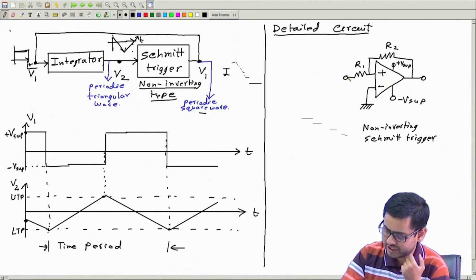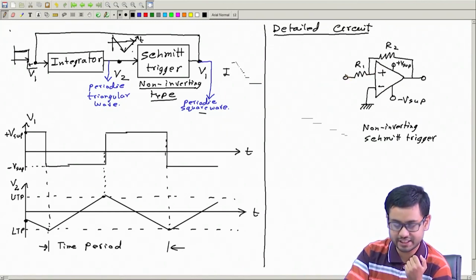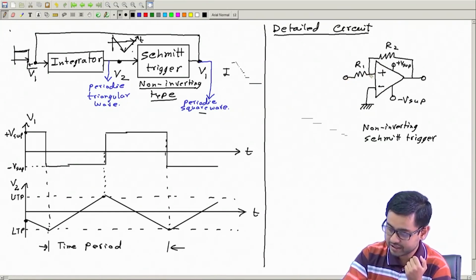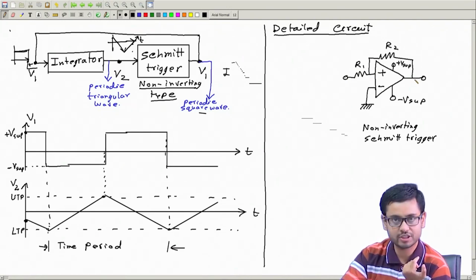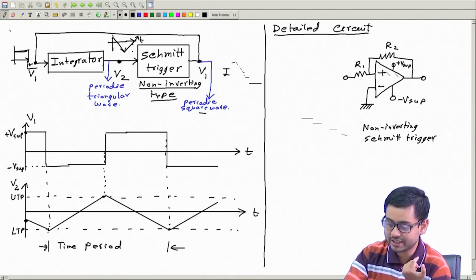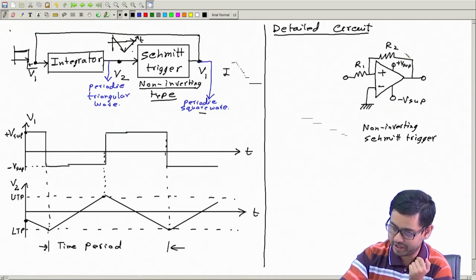You just verify it. If I keep increasing this input, then as an effect this voltage will also go up, and at some moment it will be more than 0 and this will also go up. It will make the output positive. So output increases with input. Input and output have a similar behavior. So this is the non-inverting Schmitt trigger that we want here.